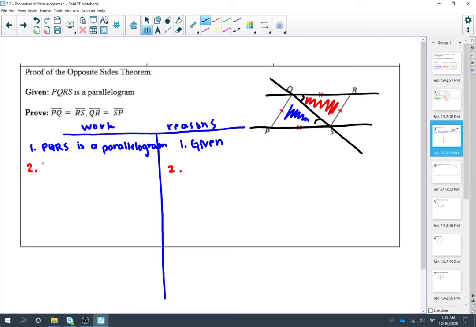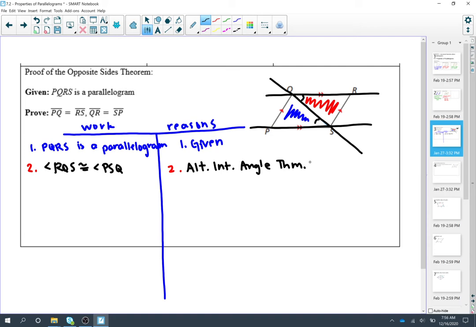So I'm going to say, first of all, angle RQS is congruent to angle, let's see, PSQ. And the reason I can say that is because of the alternate interior angle theorem. So I know one of the angles is congruent.